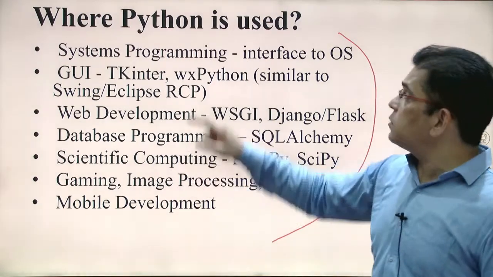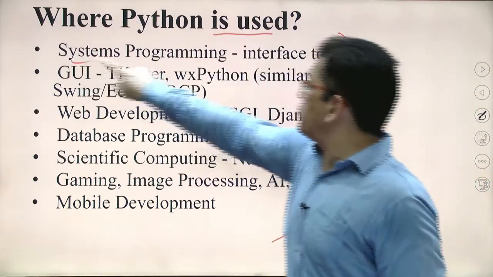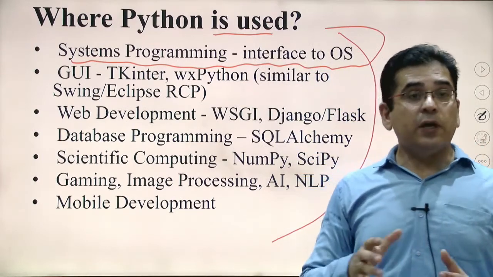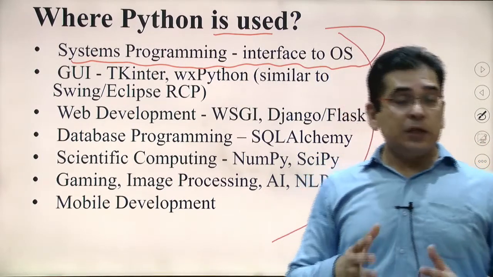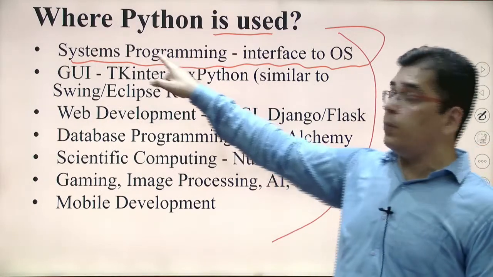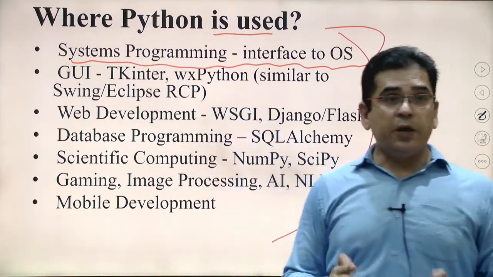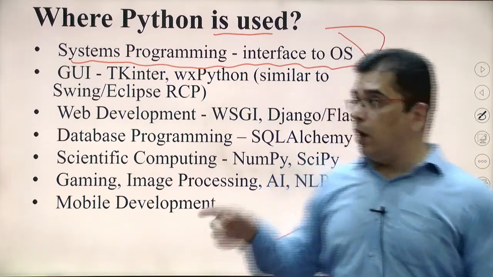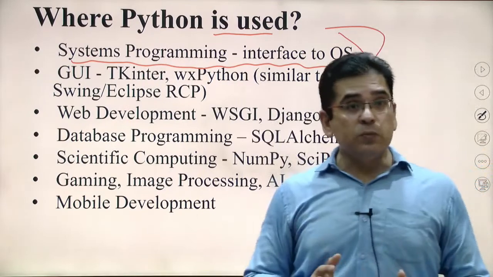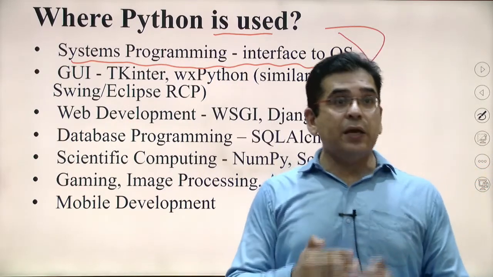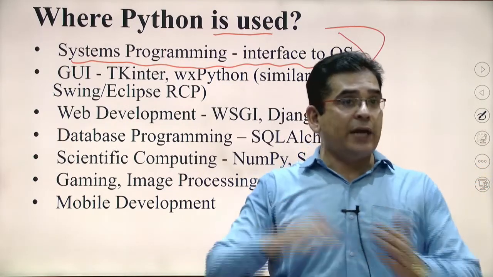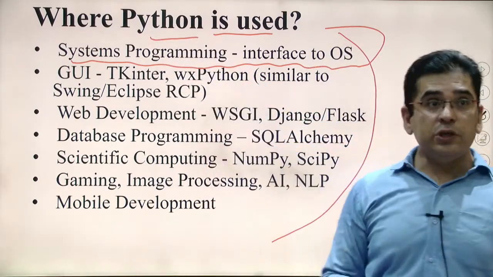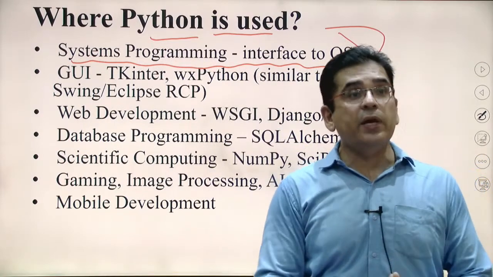Number one where Python is used is system programming. It is an interface to the operating system. Most of the drivers and other kinds of applications are being developed in Python. As you know, there are two kinds of software: one is system software, another is application software. Our operating system is system software. So to provide the interface with the hardware to that system software, which is the operating system, the Python programming language is used. So it is a system programming language as well.